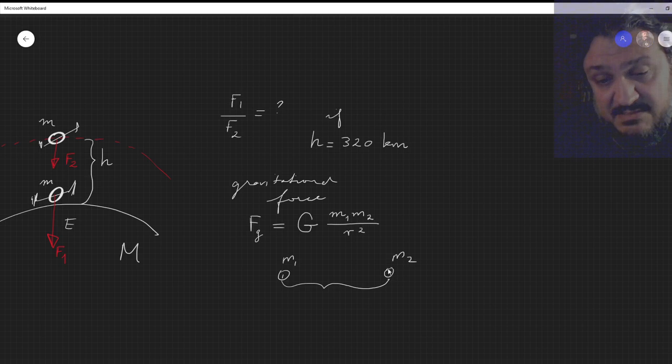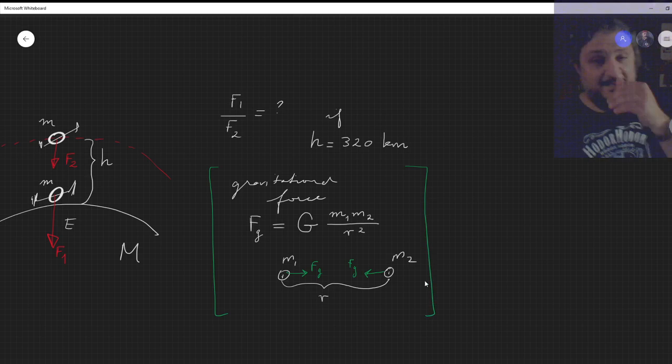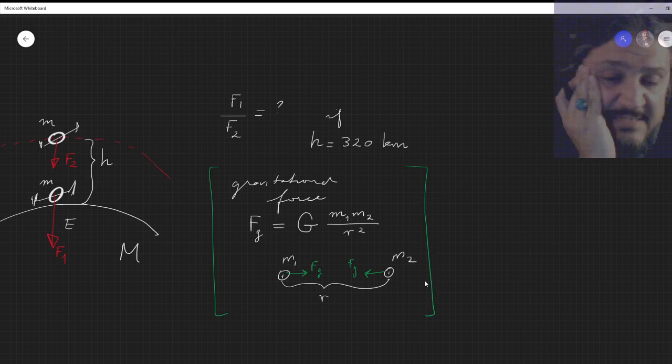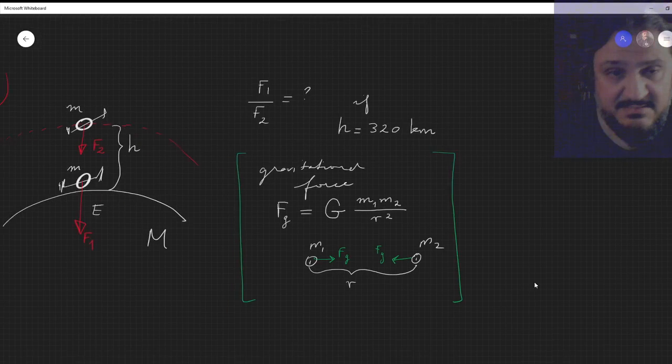It could be off-centered, but it's not the distance from the surface. That would not be r, but r is measured from here to there. So no matter how different M1 and M2 are, these forces on M1 and M2 have to be equal to each other, according to Newton's third law, action-reaction. Same force, Fg. This is the formula we need here. So let's apply the formula for F1 and F2 and take the ratio. Let's see where that takes us.